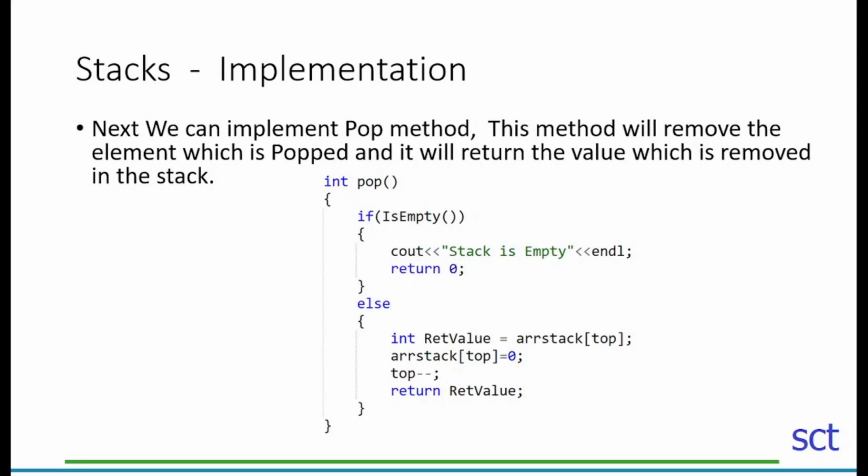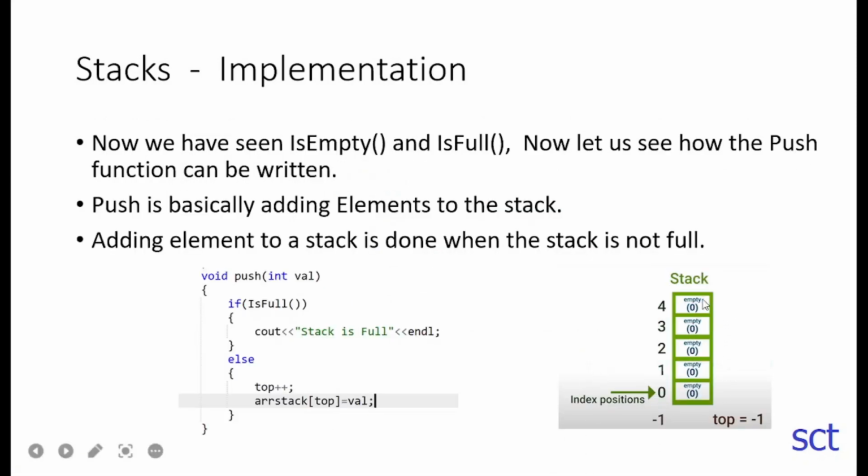Next is the pop function. Pop is a method which takes the element from the top position and then removes that particular element from the stack. Basically, if I have 5 elements here, and the last element is available on the top, whenever I say pop, this element is going to be taken out. It is going to be made 0 here, and then the top will point to the previous element.